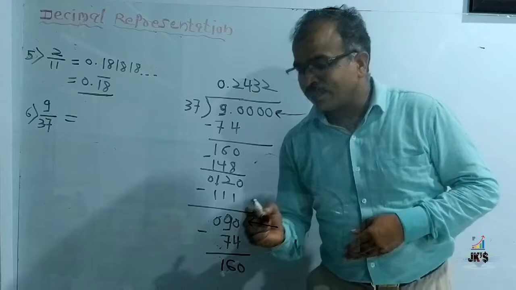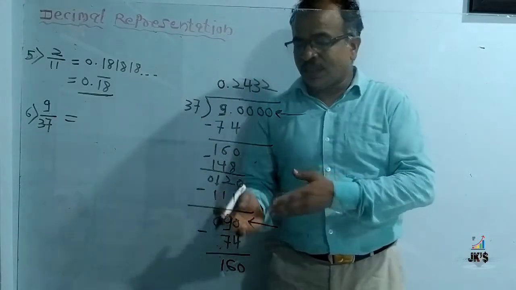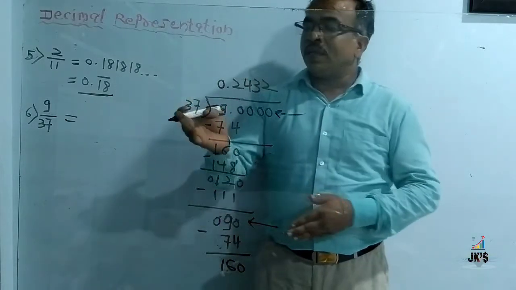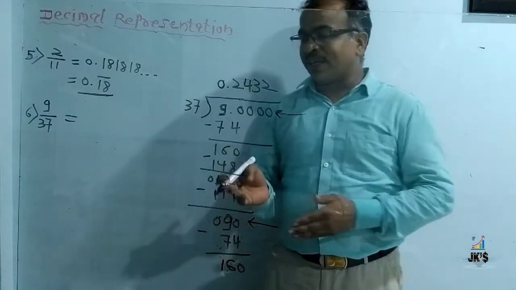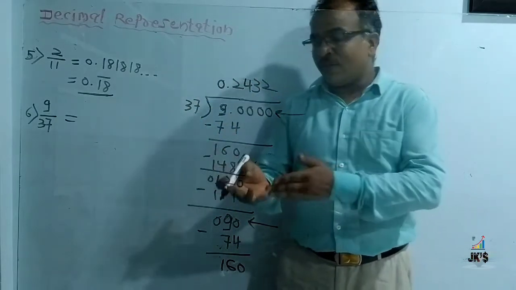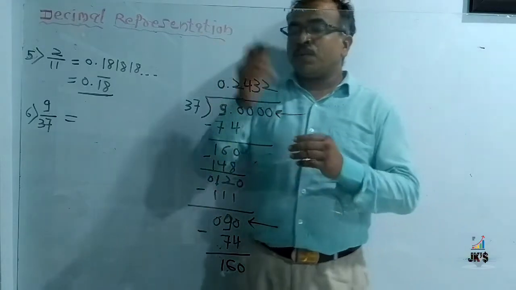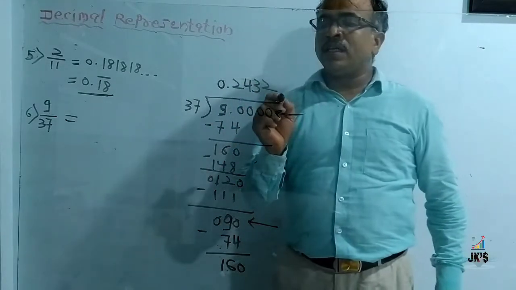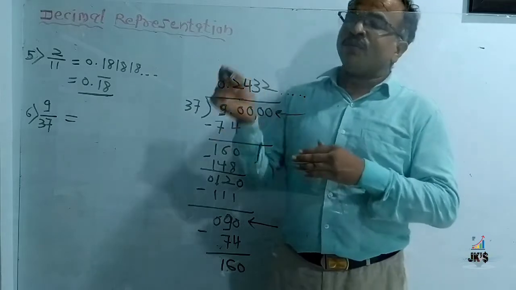That 9 is similar to the start. When we divide more, 37 twos are 74, 16 remains. Then 37 fours are 148, subtract, 12. Again 37 threes are 111 and 9 remains again. This means the process starts to repeat. When we continue this, the next numbers are 2, 4, 3, again 2, 4, 3, like this.